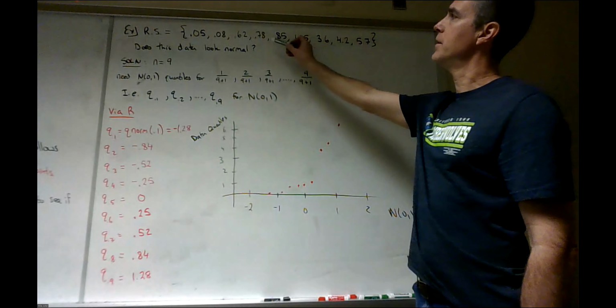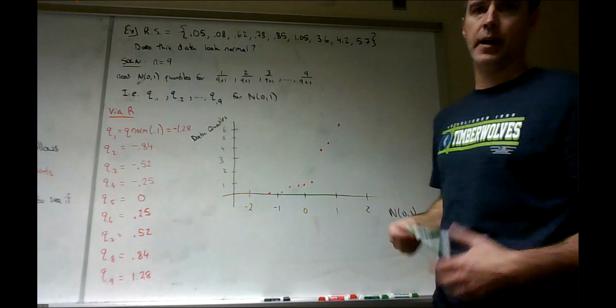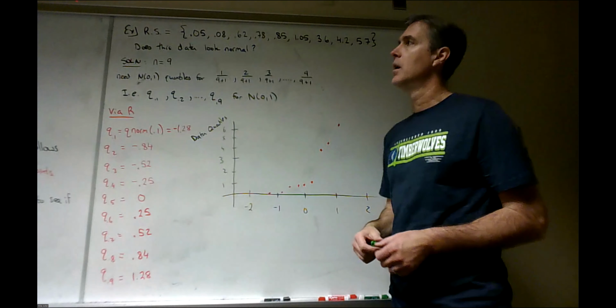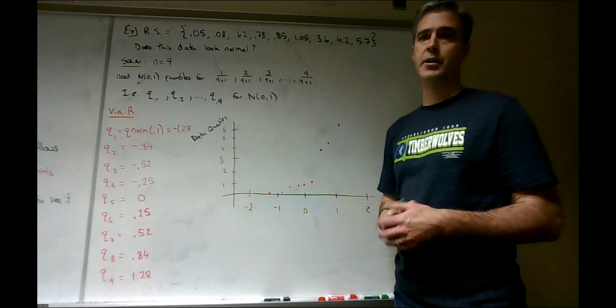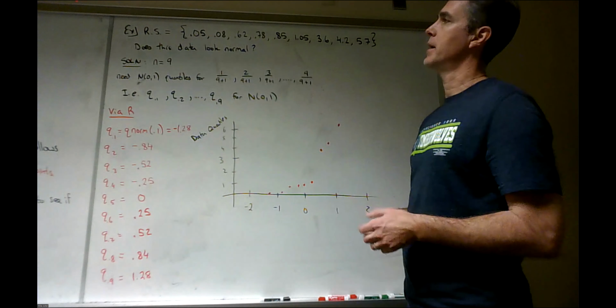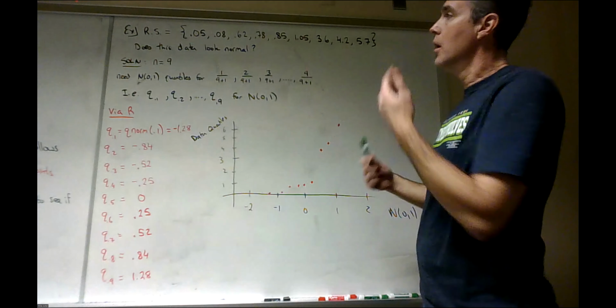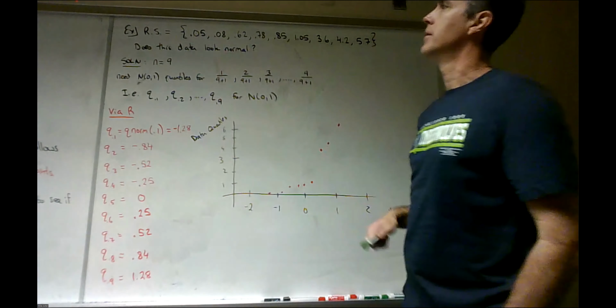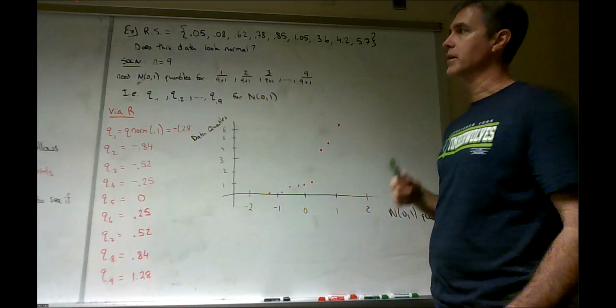Okay, so we're given a data set, the numbers up above here, and I've already put them in ascending order. Though that's not necessary if you do this all in R, it doesn't need to be in order. So I've got some data, and the question is, does this data look normal? Well, first off, I count. I've got 9 points of data, so my n is 9.